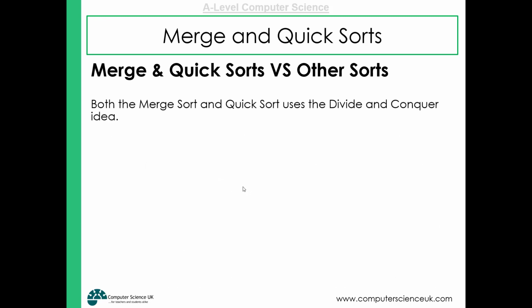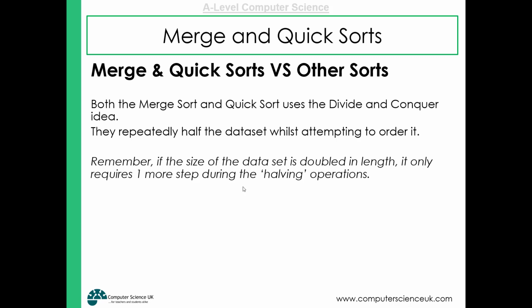So both merge sort and quicksort use divide and conquer. They repeatedly halve the dataset while attempting to order it. Now remember, if the size of the dataset is doubled in length, it only requires one more step during the halving operation or the doubling operation. And because of that, they're really efficient. They're logarithmic in nature. So doubling the size only requires one more step.